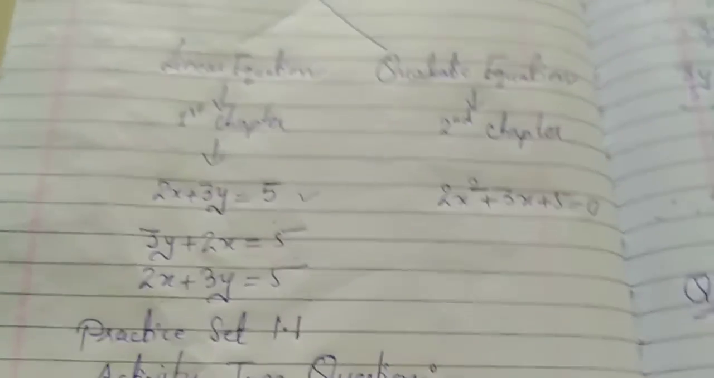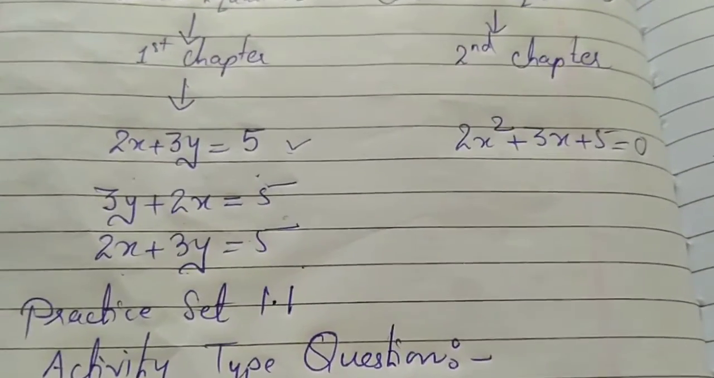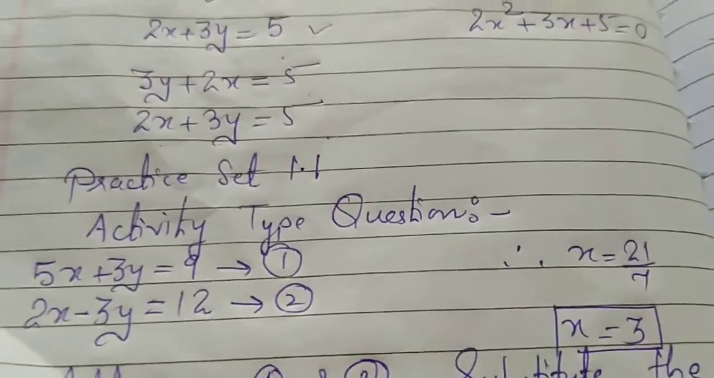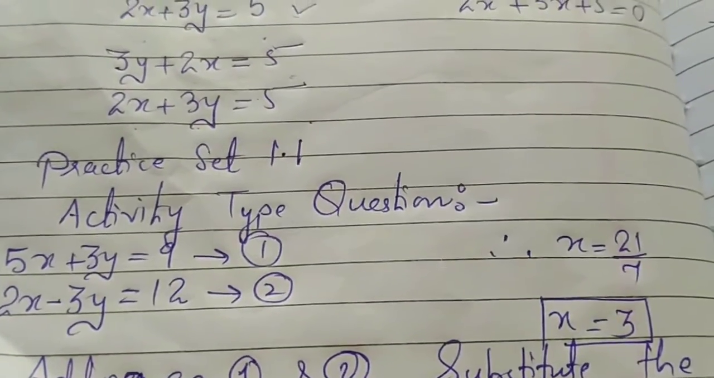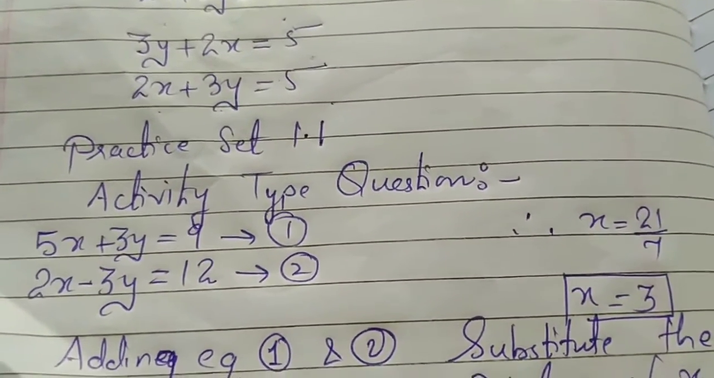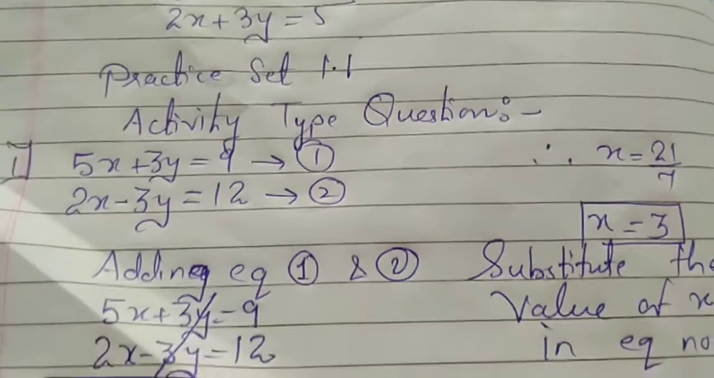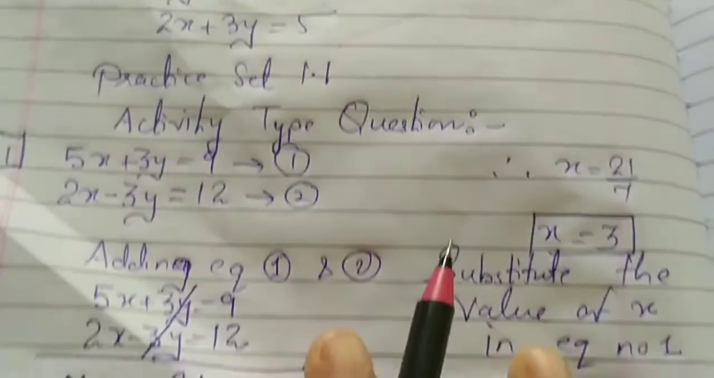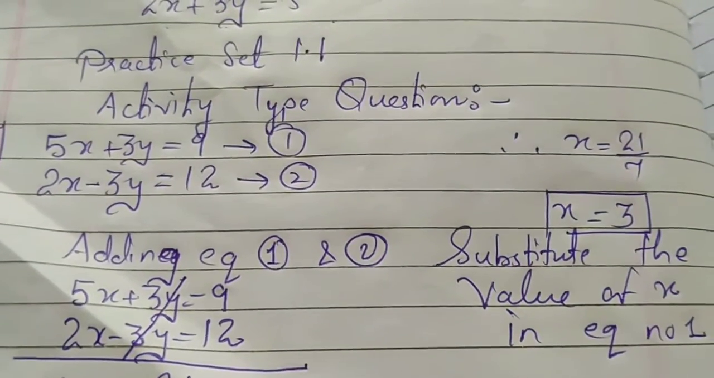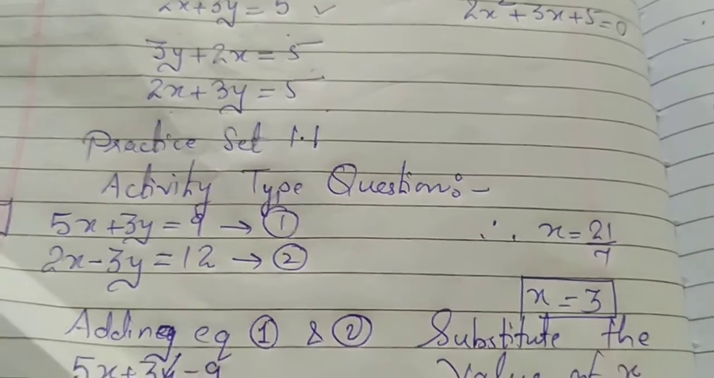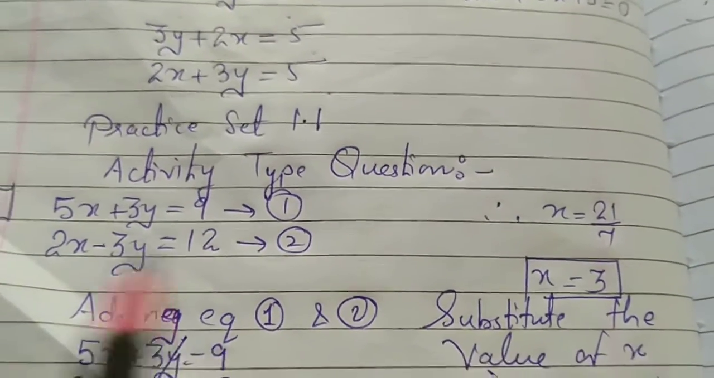Now come to the first exercise, that is practice set 1.1. In the first sum itself, they have given you an activity type question. Now what is this activity type question? Last year this activity type question was introduced for 10th standard as well as for 9th standard. So you all have an idea about this because in 9th standard you have already learned it, and we also gave you this type of questions in the paper. Here they give you boxes and you have to fill that box, but before filling it you should know how to solve it.